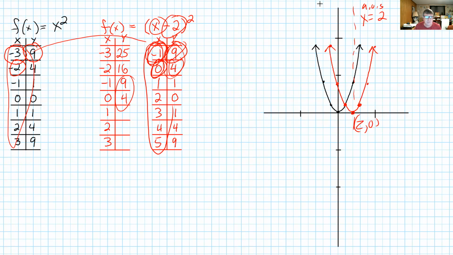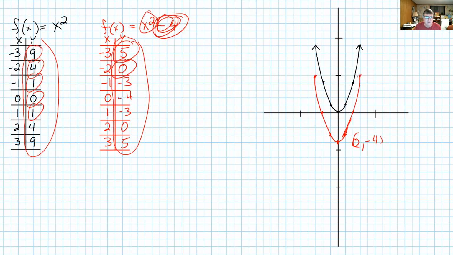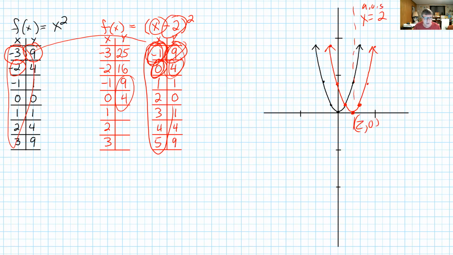But notice, let's go back here. When we went +3 outside, it moved us up 3. When we went -4 outside, it moved us down 4. So positive moved up, negative moved down. But here, a -2 inside actually moved it in a positive x direction. So it was the inverse of what we would have expected.